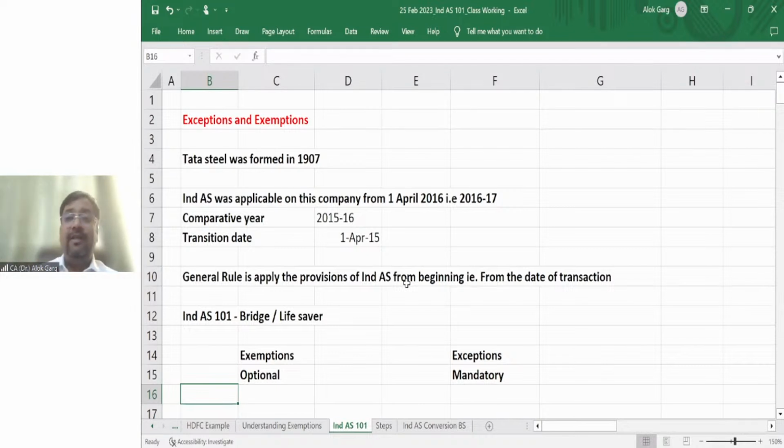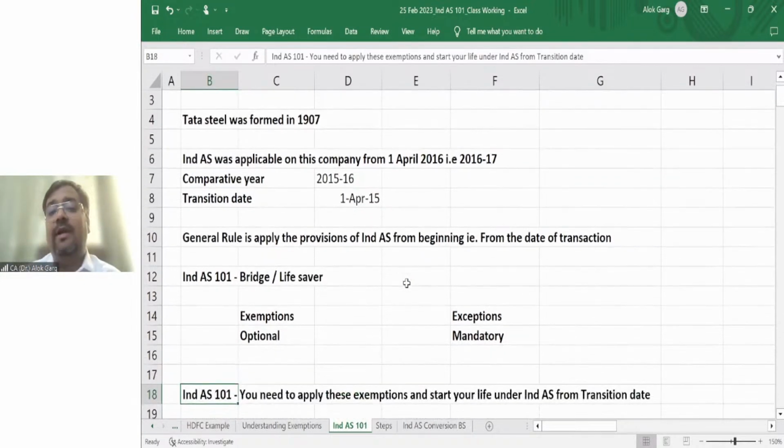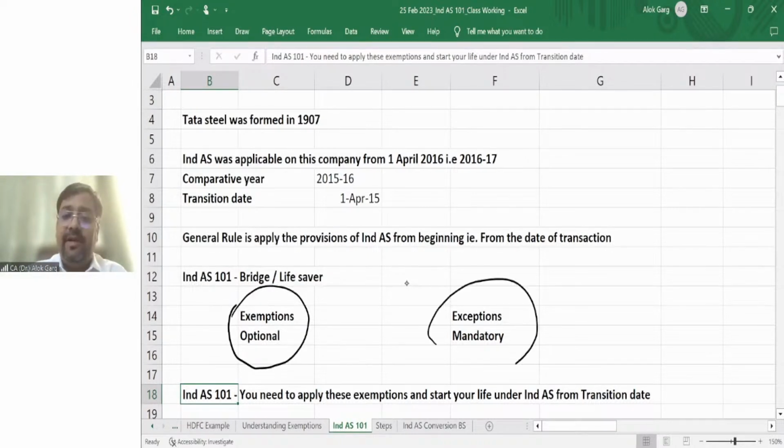Okay. So in this case, Ind AS 101 has given you some transition bridge. What is a transition bridge? Ind AS 101 has given you some magic. And this magic was in the form of optional exemptions and mandatory exceptions. Exemptions means optional, exception means mandatory.